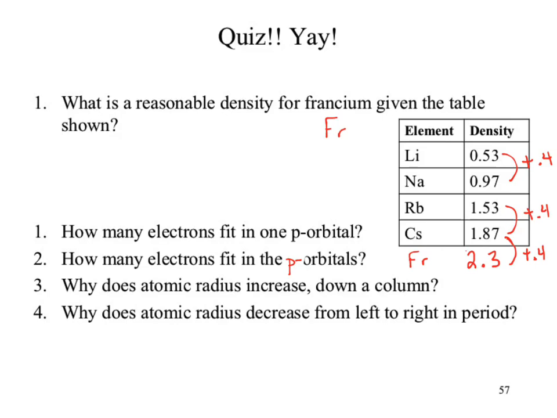So let's look at the next question with a quick edit. How many electrons fit in the p orbitals? 6. Okay. Very subtle change in the question. Read your questions very carefully. Answer the question that's asked, not the question you want to answer. Does that make sense? Okay. Why does atomic radius increase down a column?